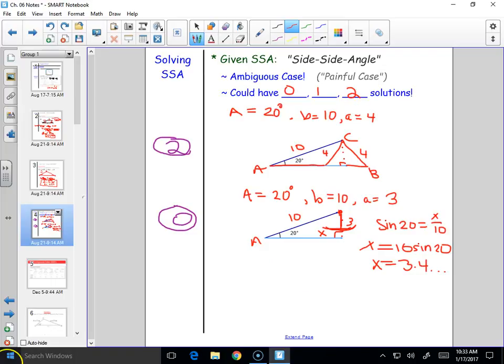So question, let's take a second. How could you make a case? Use the same angle A, use the same side B, but what would be a little a that would only have one answer? You can play with the picture, you can talk to your groups, or you can play with your calculator. Can you figure out one that only has one solution?